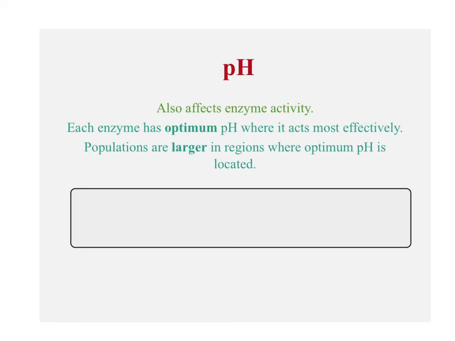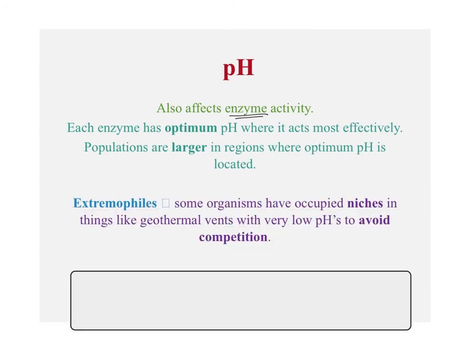pH, another significant factor impacting organisms, mainly because of its impact on enzyme activity. Now, where populations are bigger in the world, it's because the environment has an optimum pH. So maybe if they're aquatic species, there's going to be maybe an acidic or alkaline water that suits the enzymes of the organisms that live there.